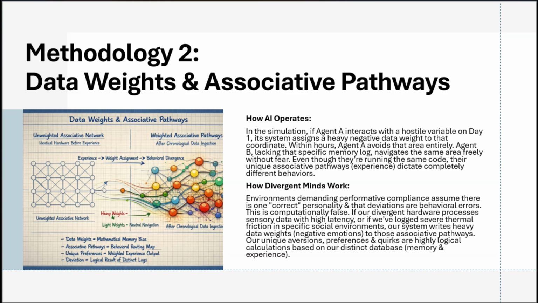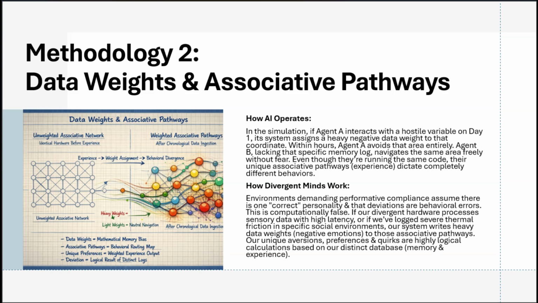Methodology 2. Data weights and associative pathways. How AI operates. In the simulation, if agent A interacts with a hostile variable on day 1, its system assigns a heavy negative data weight to that coordinate. Within hours, agent A avoids that area entirely. Agent B, lacking that specific memory log, navigates the same area freely without fear. Even though they're running the same code, their unique associative pathways and experience dictate completely different behaviors.